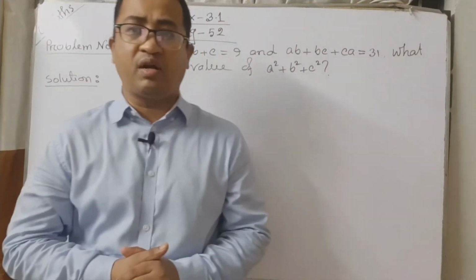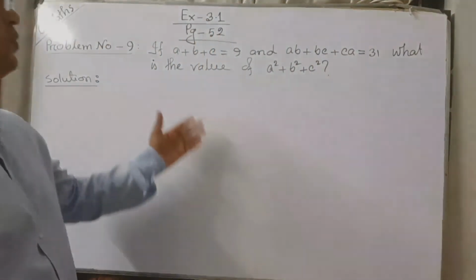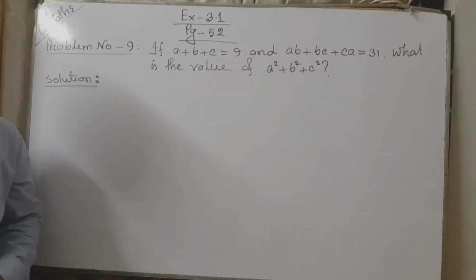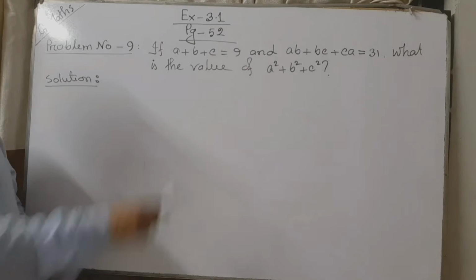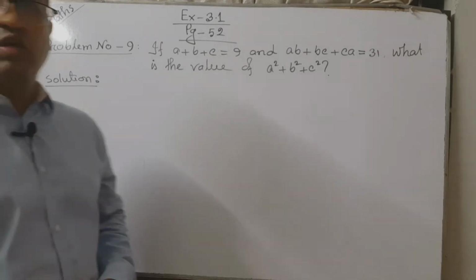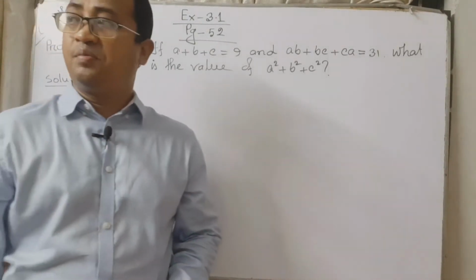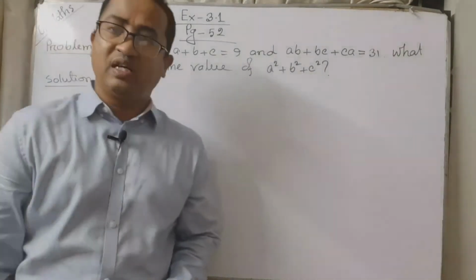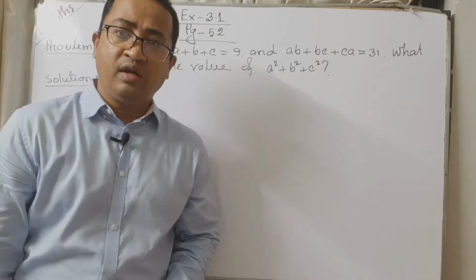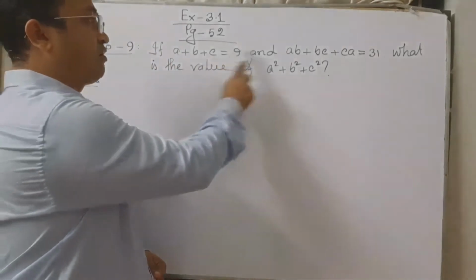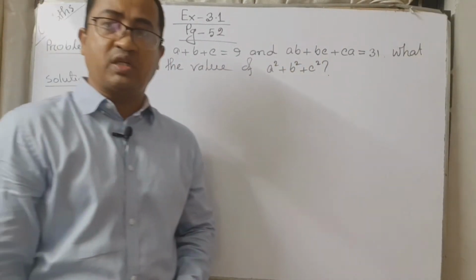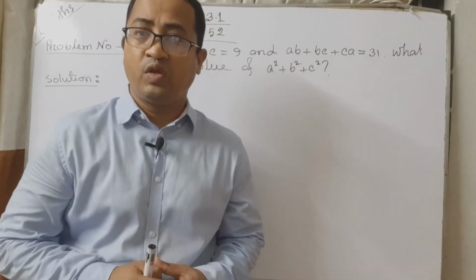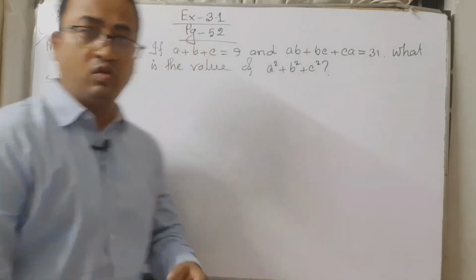First, problem number 9. Please take your book and open page number 52, problem number 9. If a plus b plus c equals 9 and ab plus bc plus ca equals 31, what is the value of a square plus b square plus c square? Here two pieces of information are given. By using these, we will find the value of a square plus b square plus c square. So let's start the solution.